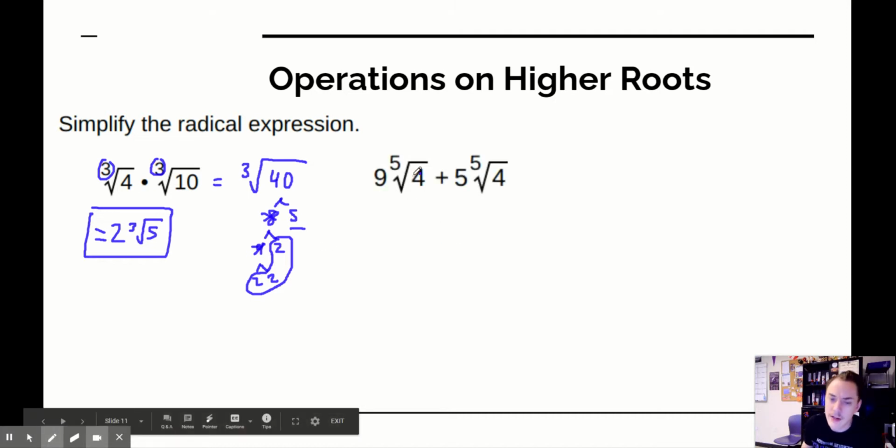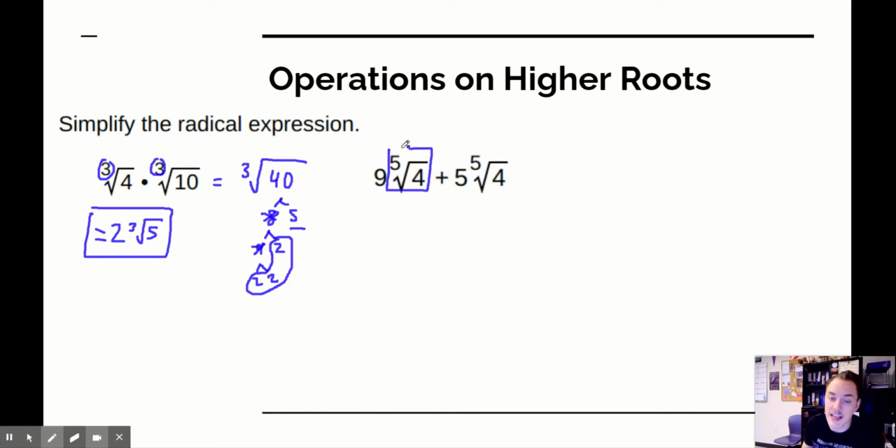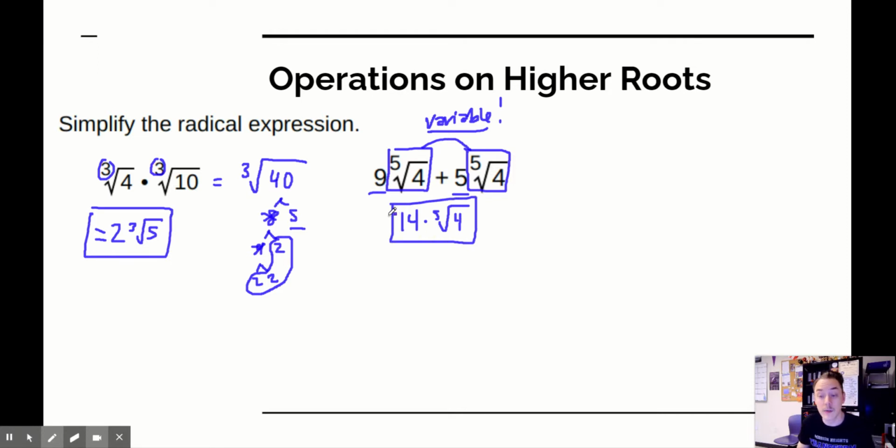Awesome. What do I do here? Well, notice how this is the exact same thing as this, right? So since it's the exact same thing, you're going to treat it like a variable. Since it is a variable, you're going to say 9 plus 5, which is 14, and then times the 5th root of 4. Can you do the 5th root of 4? Absolutely not. You can do the square root of 4. You cannot do the 5th root of 4.